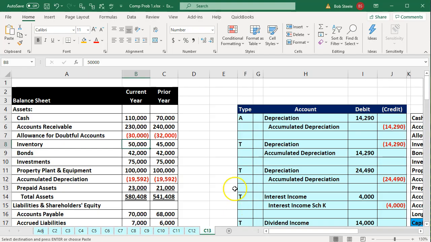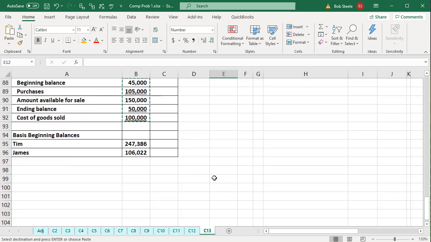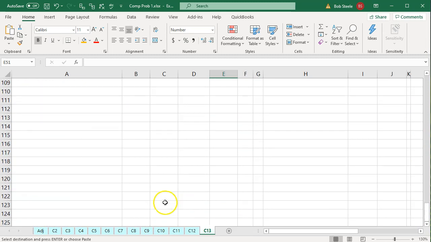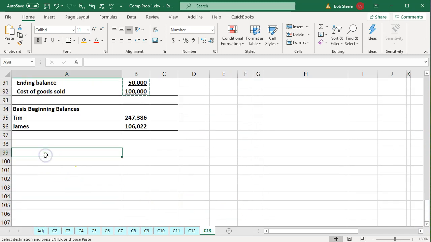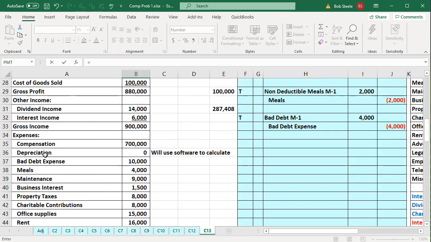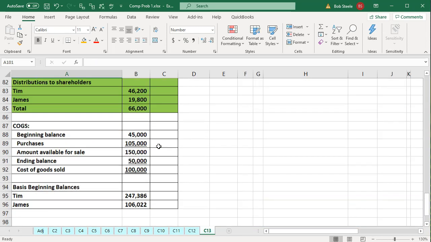If that's all the information you know, let's actually do this over here in Excel and do a cost of goods sold calculation down below. We're going to calculate cost of goods sold down here in A99. This will be the calculation. Generally, it's going to be the beginning balance, and that's going to be equal to whatever it was on the balance sheet last year. The last year's ending balance is this year's beginning. That's 45 for us.